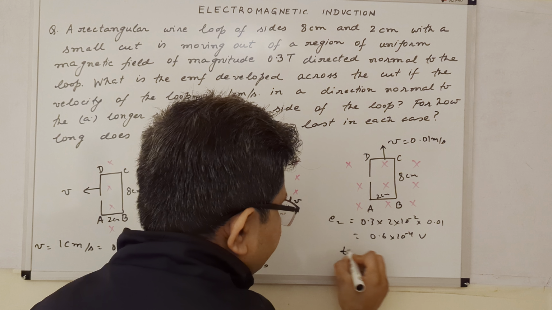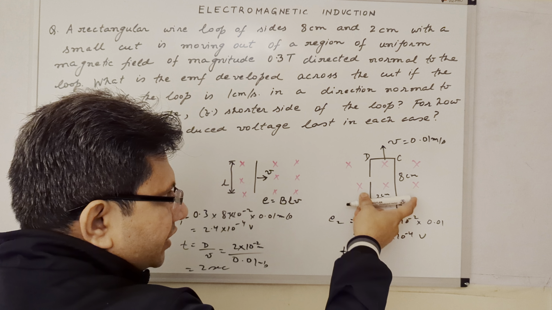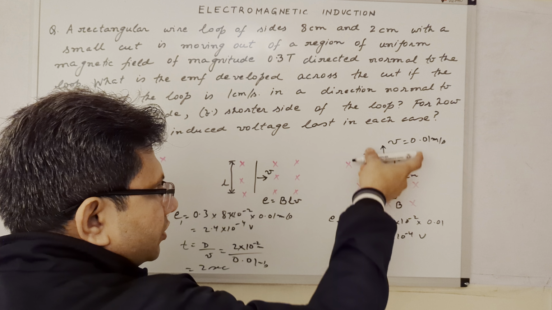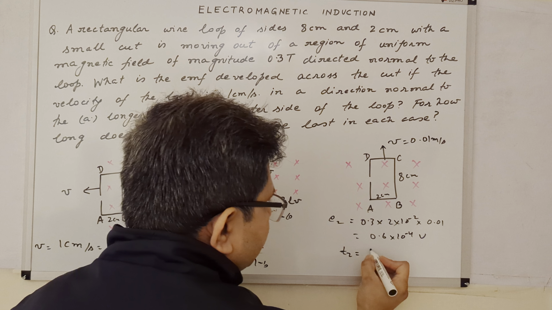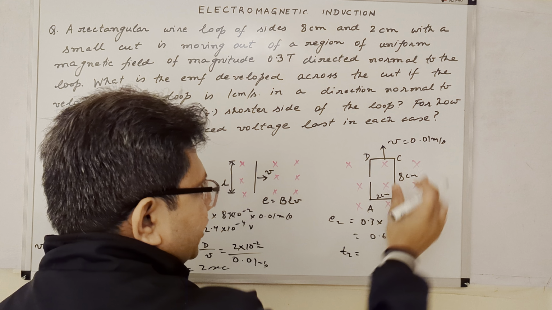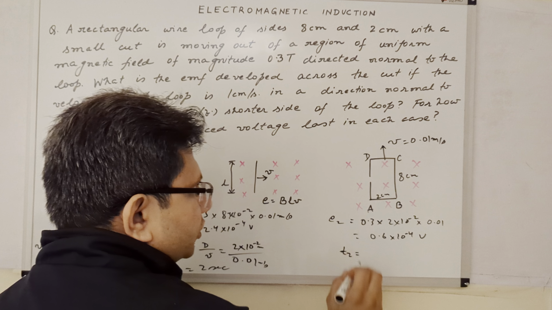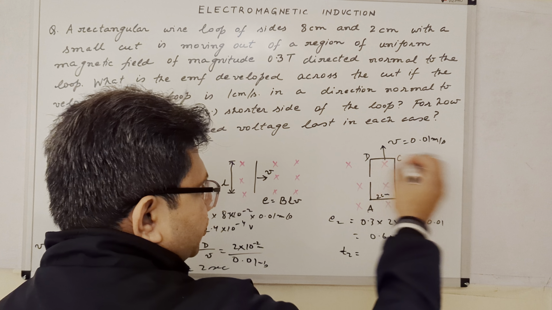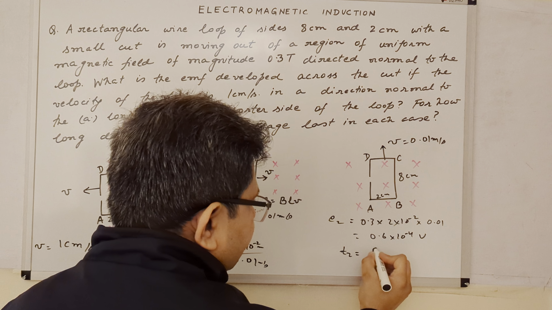Now the time taken in the second case can be calculated by the total distance covered by this AB section, from here up to here, so that it just comes out from the magnetic field. So the total distance covered by this section is basically 8 centimeter. After 8 centimeter, this AB section also comes out of this rectangular magnetic field. So the distance here is 8 centimeter.